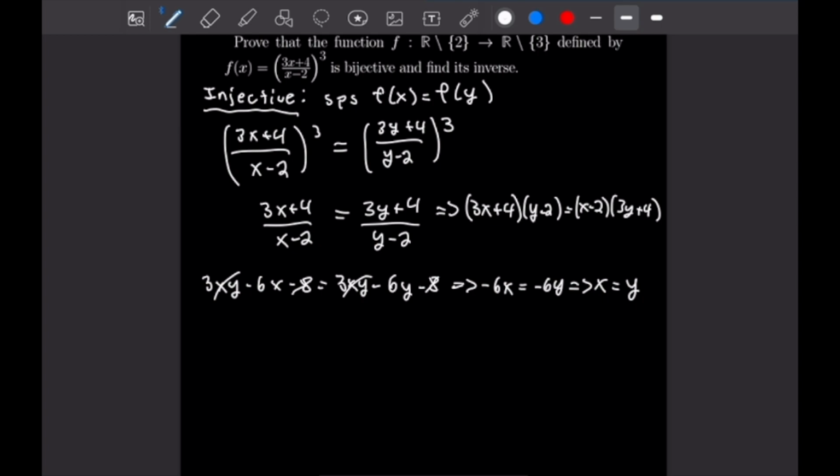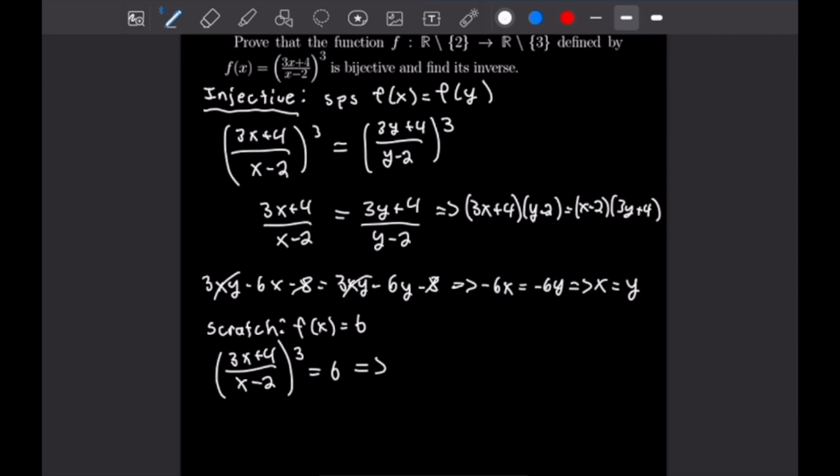And to do that, we are going to begin by doing some scratch work. So let's go ahead and write out that we're doing scratch work here. We want to look at f of x is equal to b, and then we want to solve for x. So f of x is equal to b will give us the equation 3x plus 4 over x minus 2, quantity cubed, is equal to b.